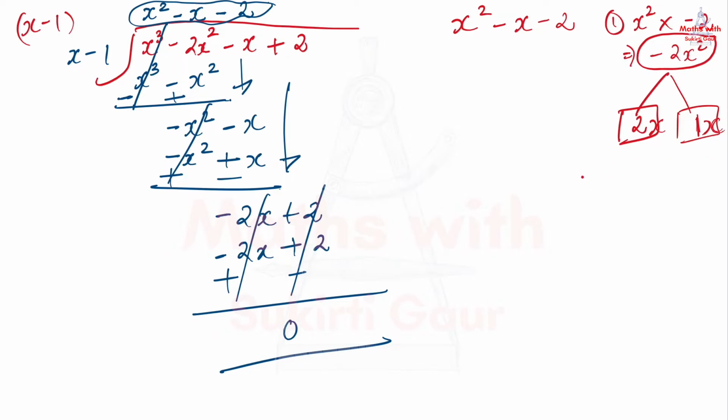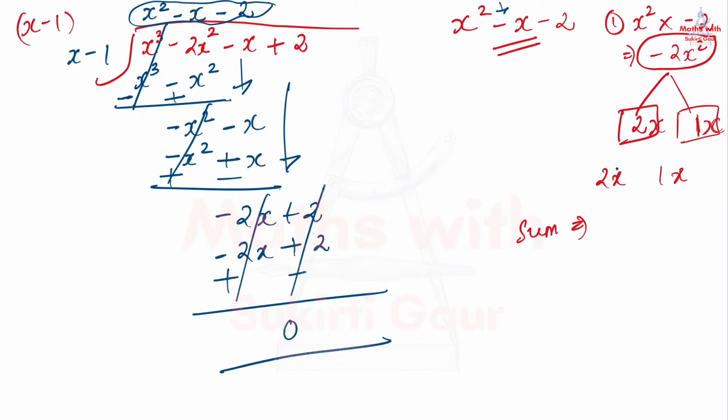If I select both of them as minus 2x and minus 1x, they will not give us the sum as the middle term, which is minus x. Yes, minus 3x will be their sum, that we do not want. So, cancel these signs. We will not be taking minus and minus. So, what we want? We want minus x.